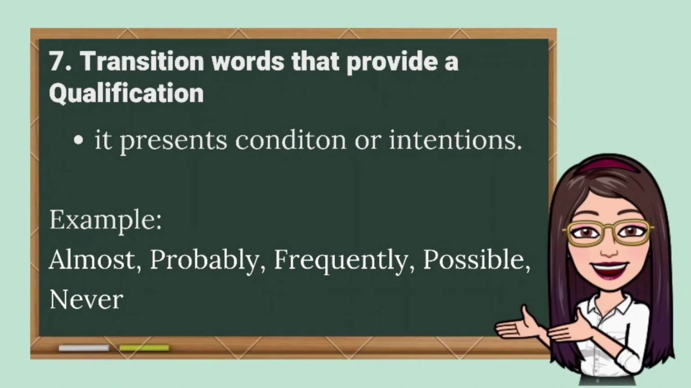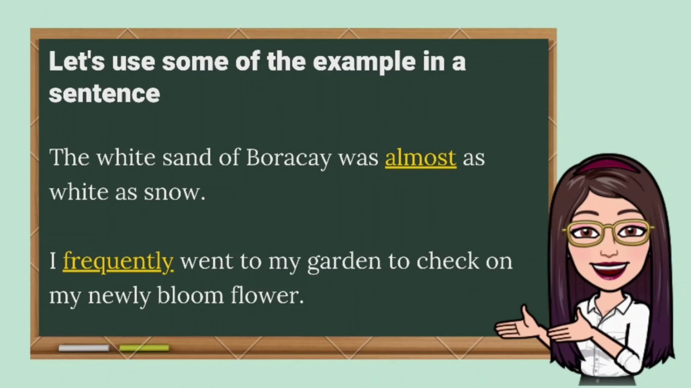Number 7. Transition words that provide a qualification. It presents condition or intention. Example: almost, probably, frequently, possible, never. Let's use some of the examples in a sentence. The white sand of Boracay was almost as white as snow. I frequently went to my garden to check on my newly bloomed flower. The underlined words are transition signals that show condition or intentions.